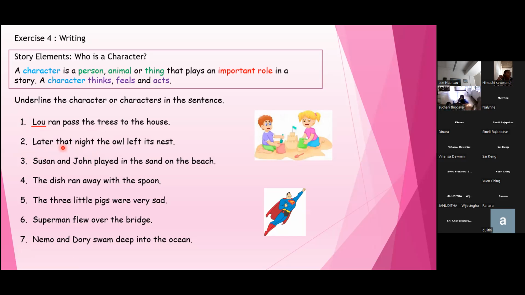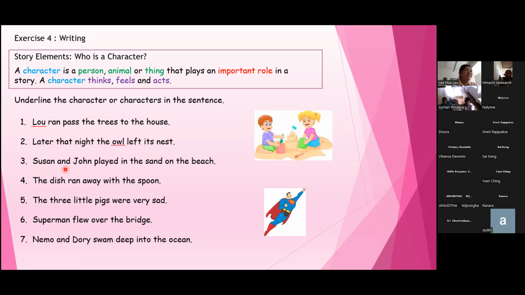Later that night, the owl left its nest. Very good. Later that night, the owl left his nest. So who's the character? What did he do? Owl is the character. And what did he do? Yes, left its nest. Very good. Well done. Sentence number 3.